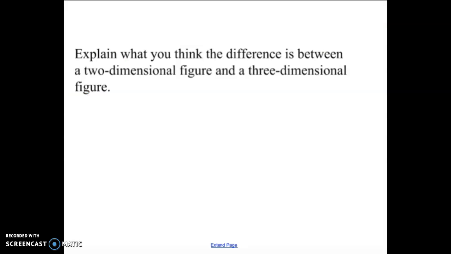All right. So explain what you think the difference between a two-dimensional figure and a three-dimensional figure is. When I think about this, 2D is length and width, and 3D is that third dimension, so length, width, height, or depth. And the three-dimensional figure, obviously, we can walk around. I think about like the 3D printer versus just the printed copy that we hand out in class. So there's a couple things that I think about.